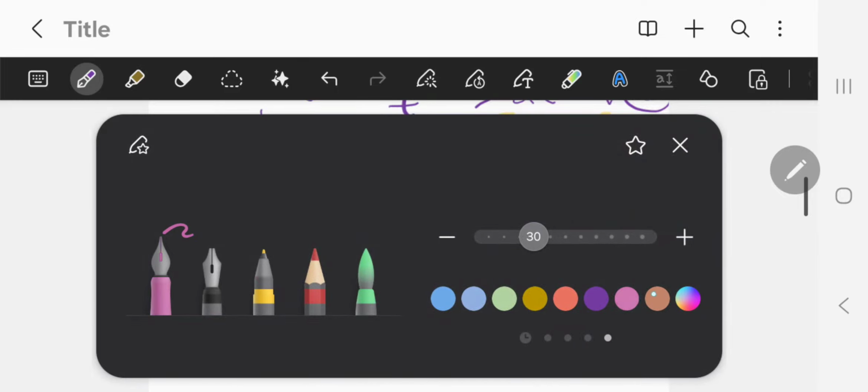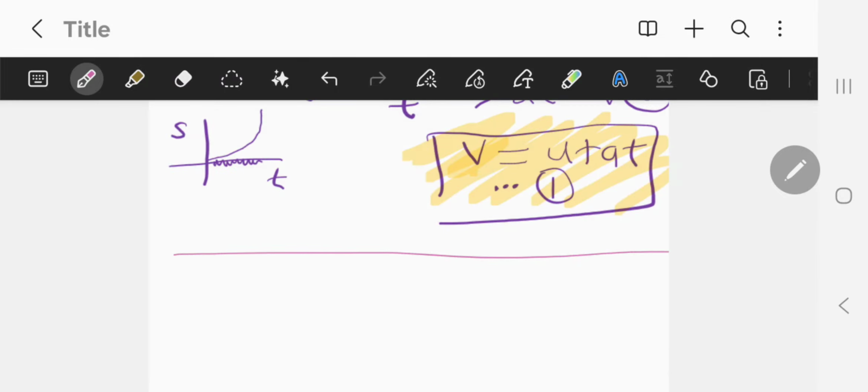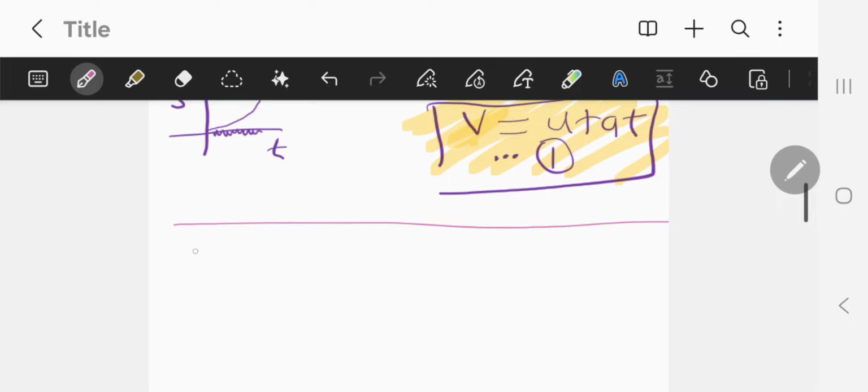Use a different color. Okay, second expression. Let's begin with this. Now, we know for speed, I should say, speed V is distance over time. Speed is how much ground you cover in a certain amount of time. That's speed. We give it the symbol V.